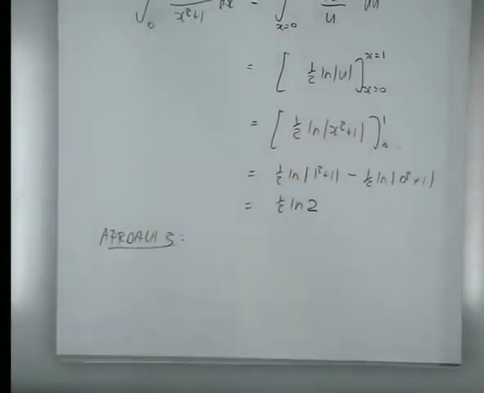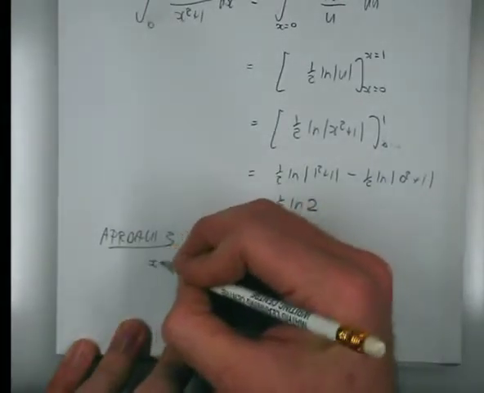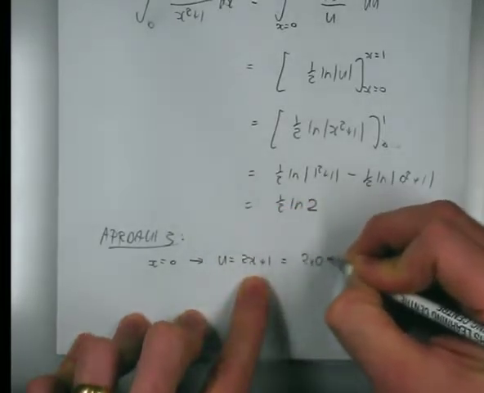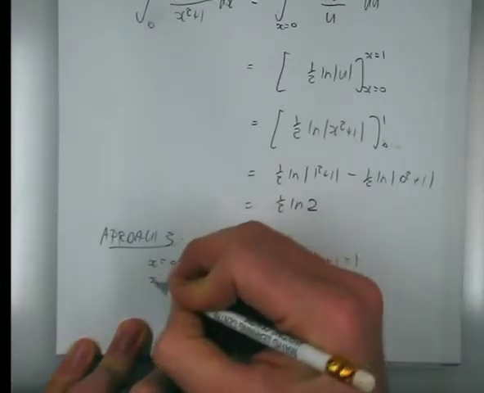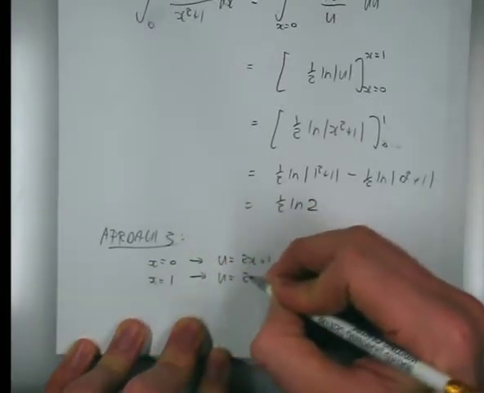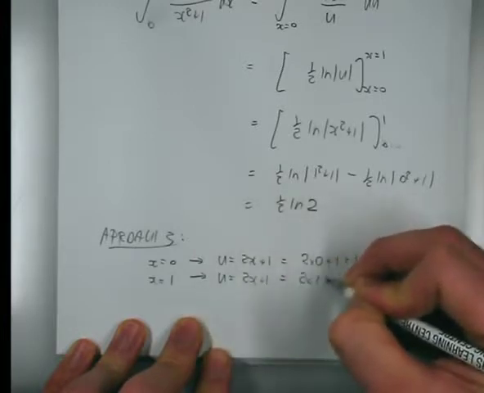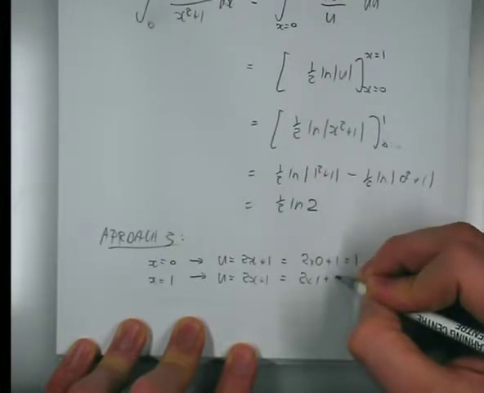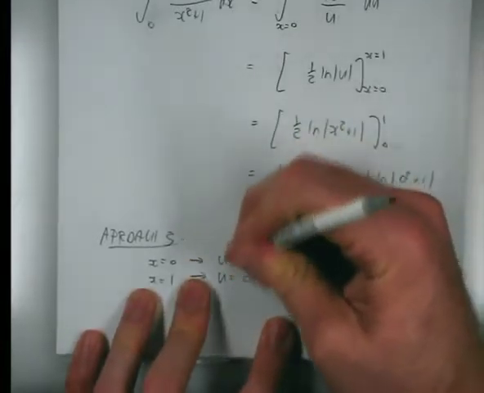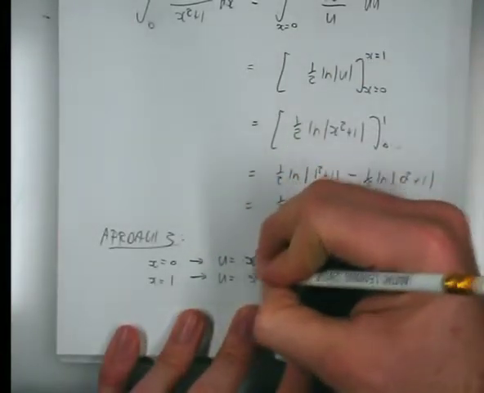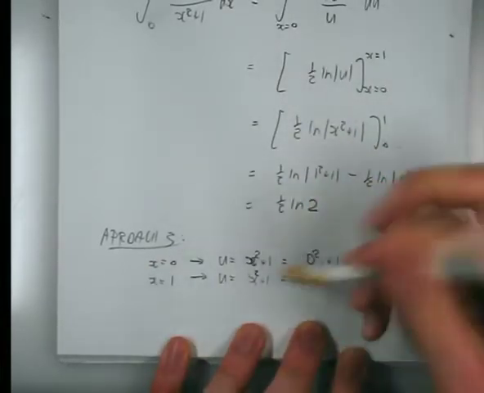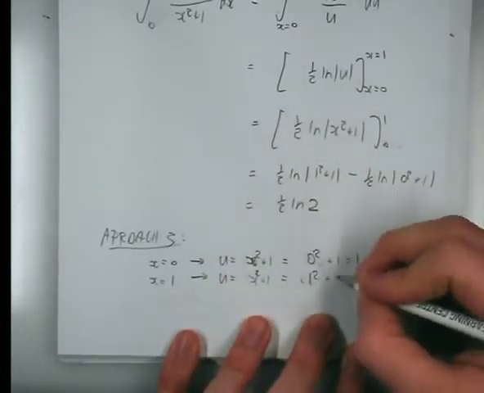The third approach is to, before you do the integral, figure out what those x's refer to. So if x equals 0, I know that u is 2x plus 1, and so if I sub in 0, I get 1. And if x equals 1, I know that u is 2x plus 1, so I would sub in, sorry, it's not 2x plus 1, it's x squared plus 1. That 2x plus 1 was from the other example. Sorry about that. 1 squared plus 1, which is 2.